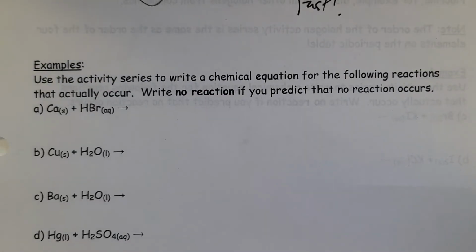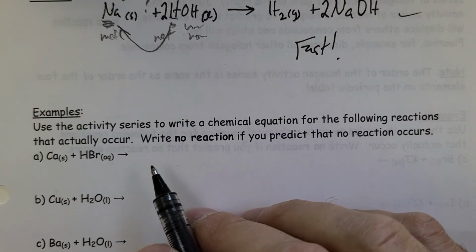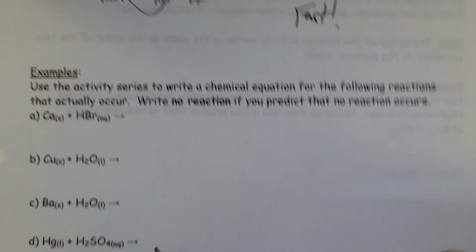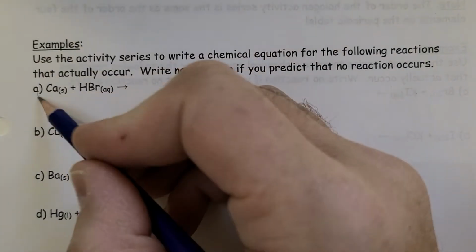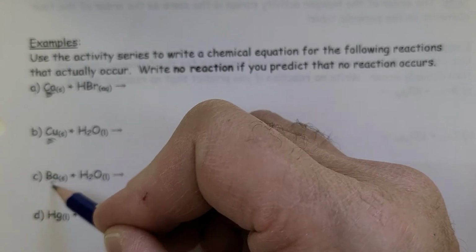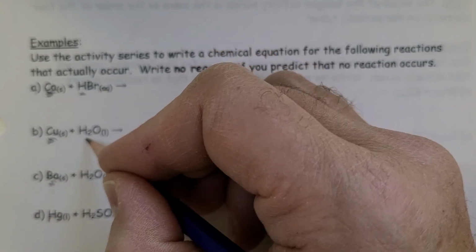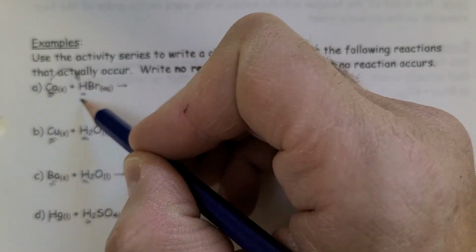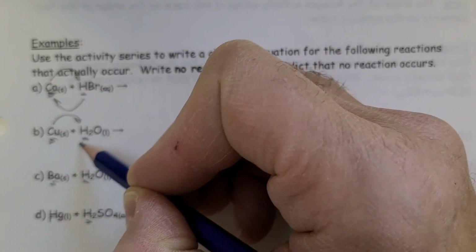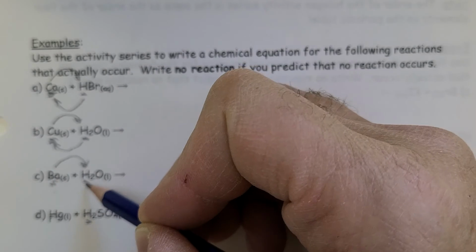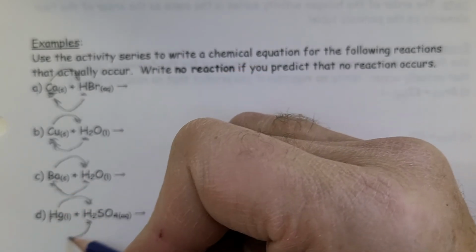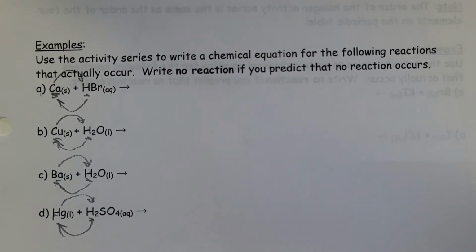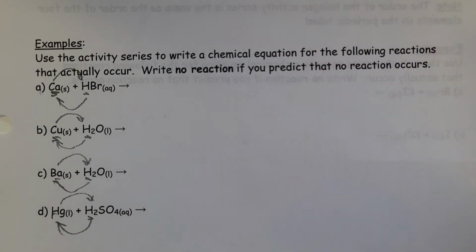All right, so if we take a look here, what you may want to do is pause the video and try these ones now. So again, we have metals here, and we have hydrogen here, which is acting like a metal. So we can think of, will calcium replace hydrogen? Will copper replace hydrogen? Will barium replace hydrogen? Mercury, etc. So we can work out that same part there. So maybe pause the video and then come back and see how you did.